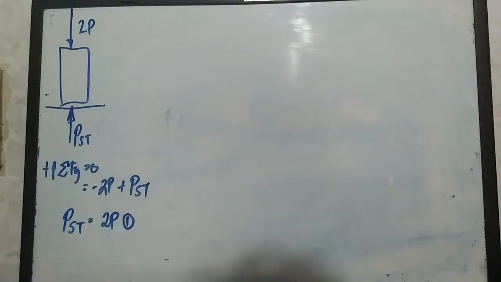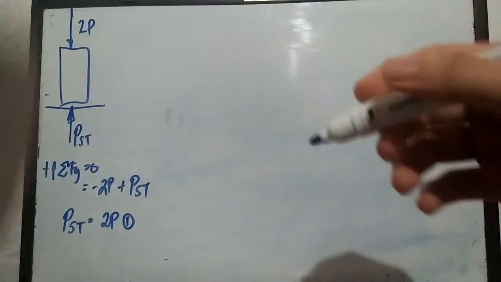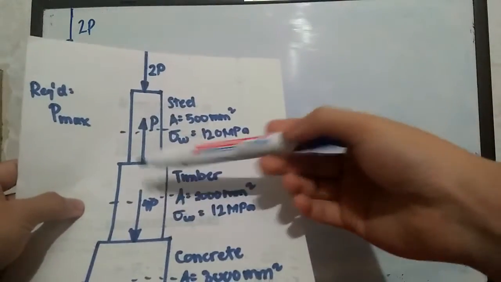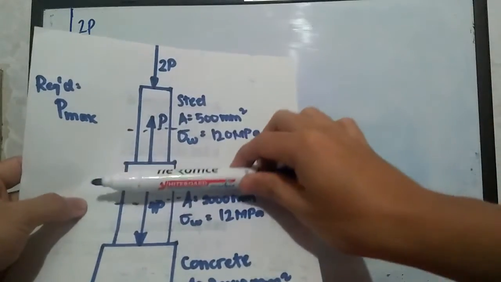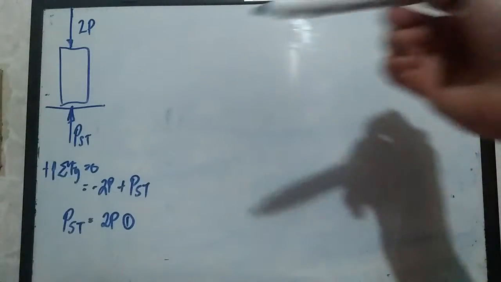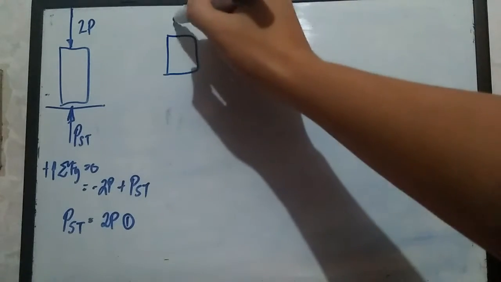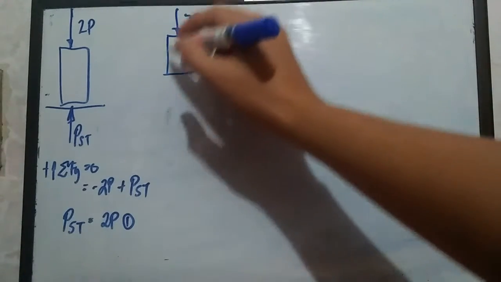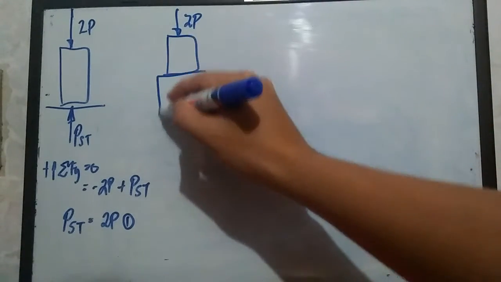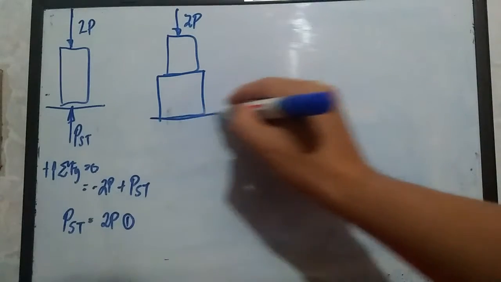So that's straightforward. And then let's proceed to the timber section. We're going to cut it here, and then we're going to consider everything that is on top. So this is the 2P, and then this is the timber section where we cut the structure.